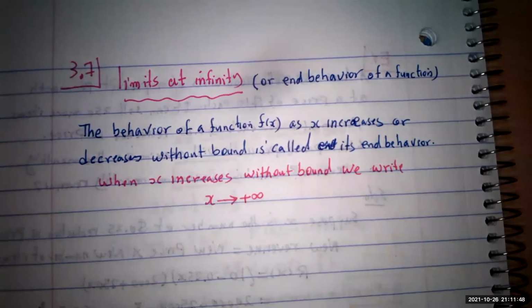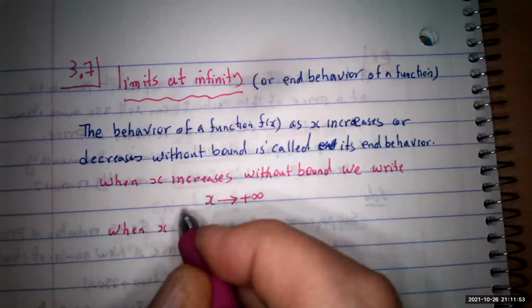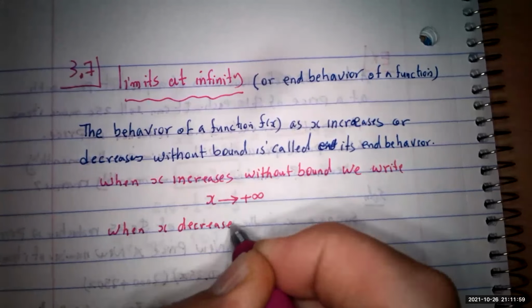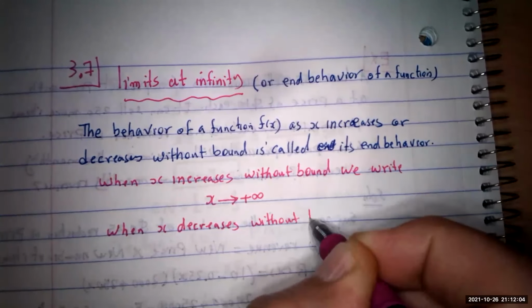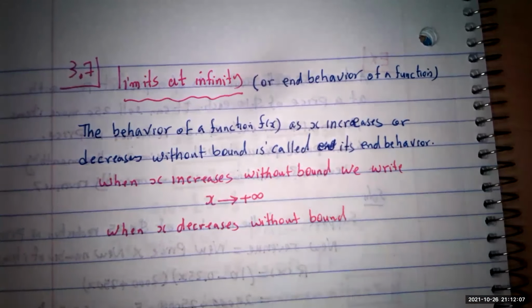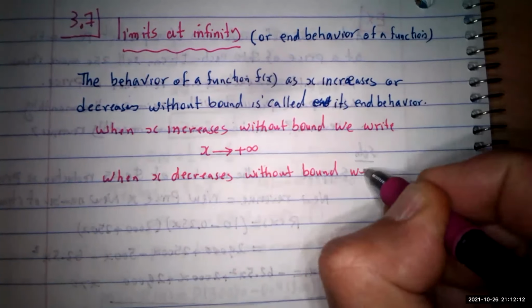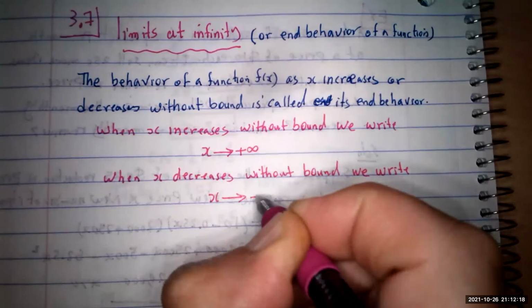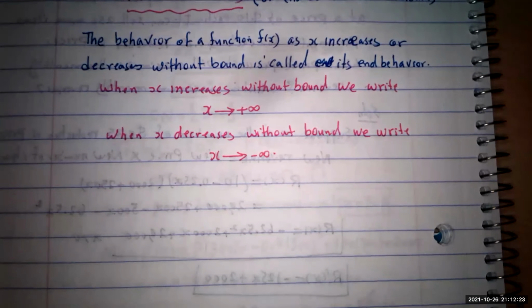And when x decreases without bound, this means x is going to be less than anything you think about. We write x goes to negative infinity. So that is the notion of positive infinity and negative infinity.